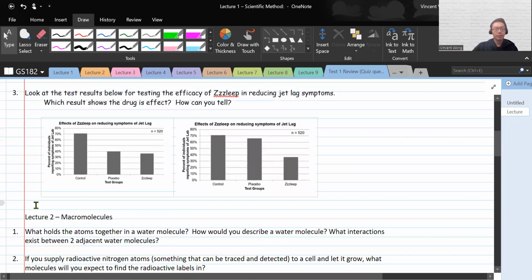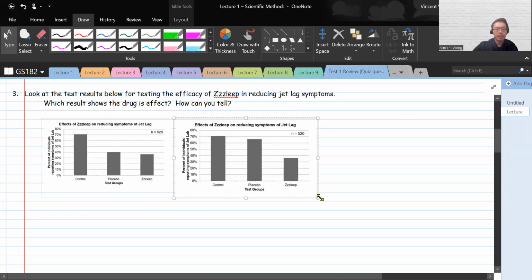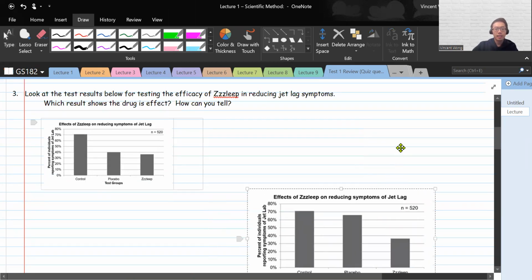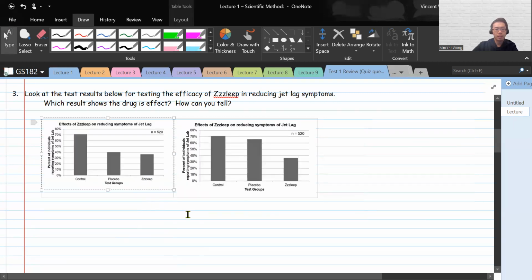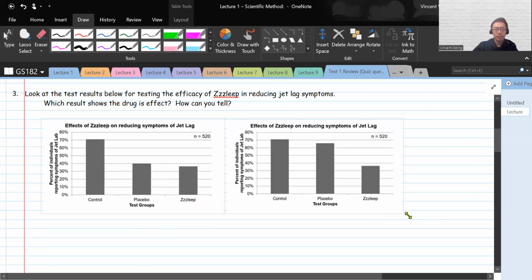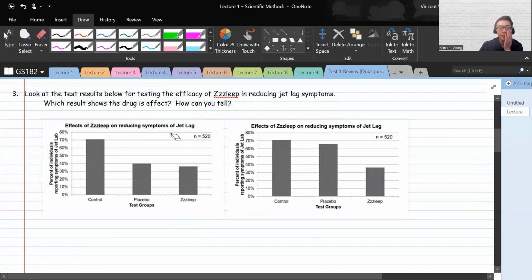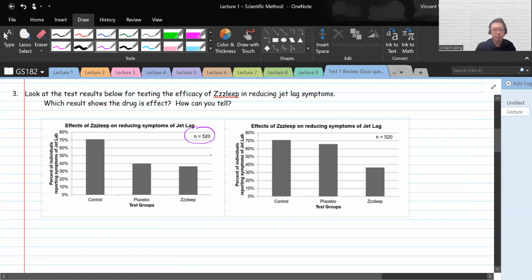All right, next question here. We have two graphs, and it's asking you to take a look at whether or not the new drug is effective. I'm just trying to make these a little bit bigger. There we go. So the first one, the N number tells you how many people are involved in the study. Generally speaking, the bigger the sample size, the more people you include in your study, the more accurate the results will turn out to be.